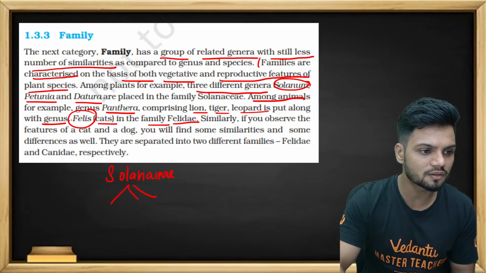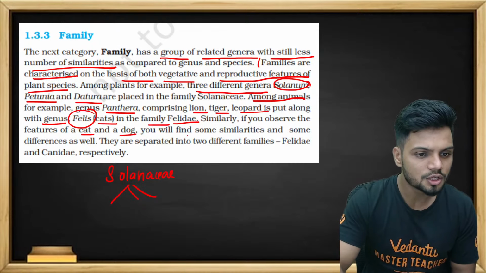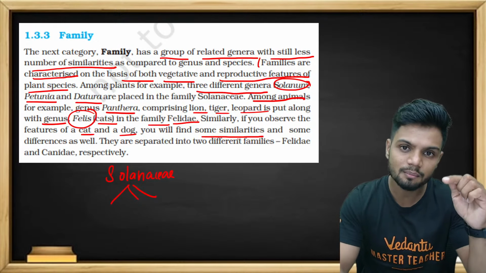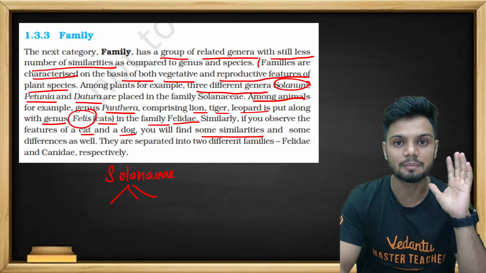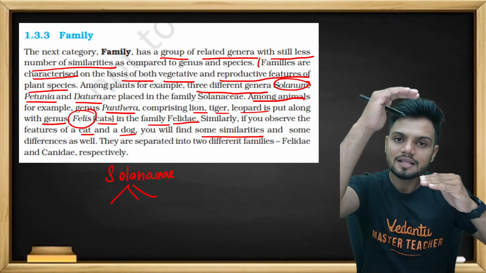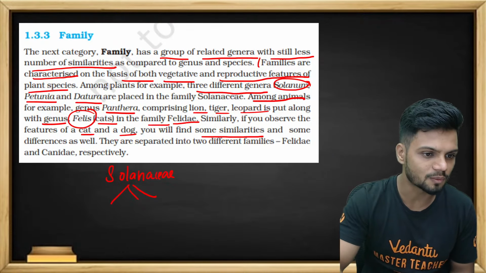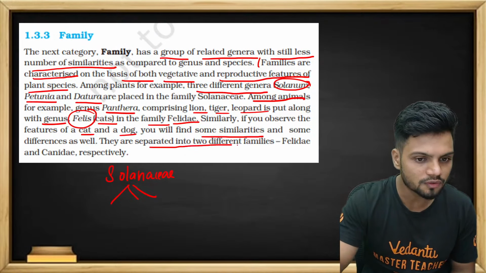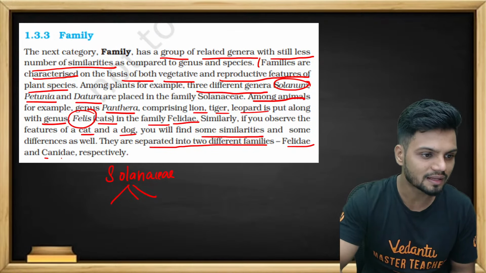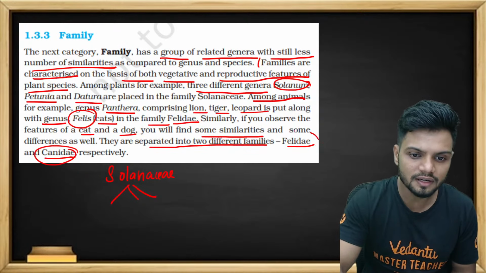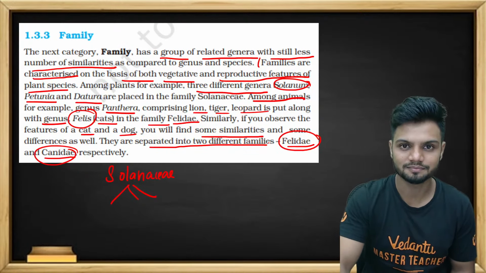Similarly, if you observe the features of cats and dogs, you will find some similarities. But similarities are comparatively lesser now, because we're coming to the family level. So as we go up the ladder, similarities are decreasing, and there are some differences as well. They are separated into two different families, that is Felidae and Canidae. Canidae is the dog family, Felidae is the cat family.